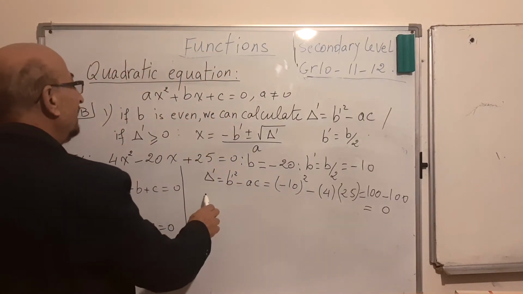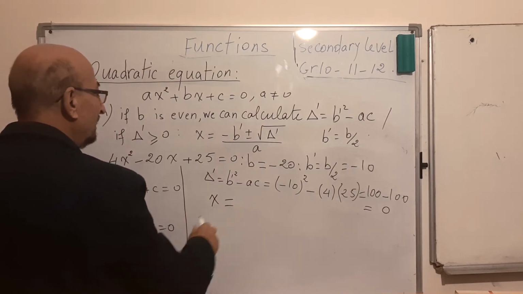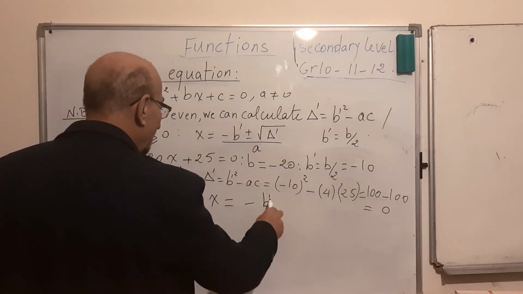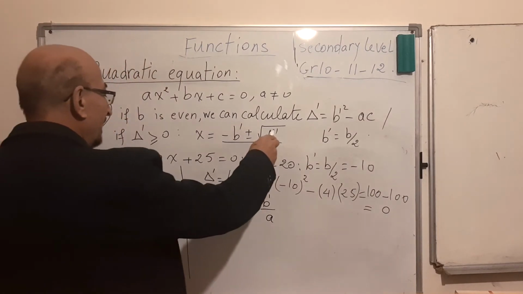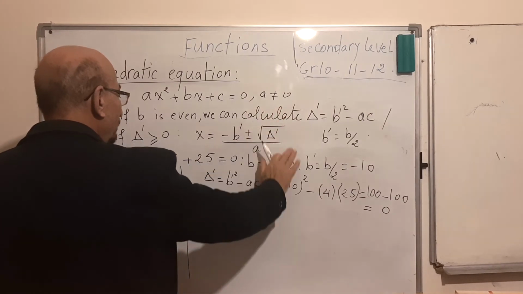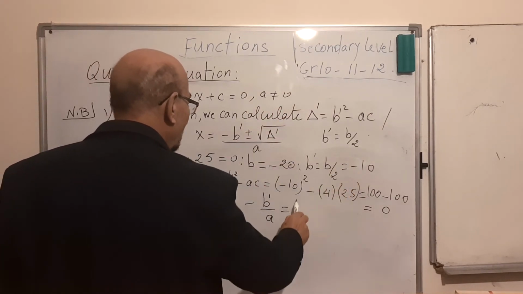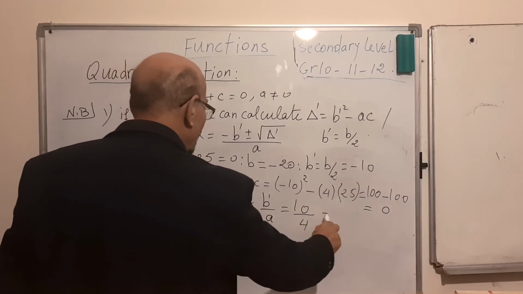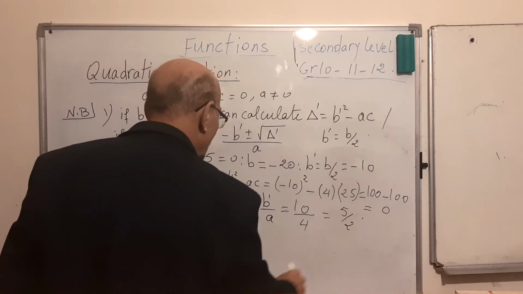So the equation has a double root x equal minus b prime over a. Delta prime is 0, so x equal minus b prime over a, minus b prime equal 10, over a, 10 over 4 equal 5 over 2.